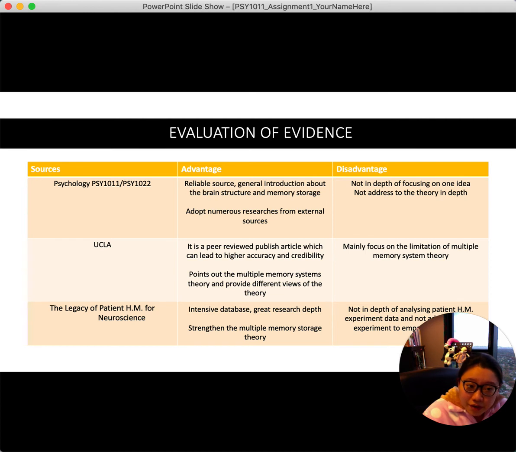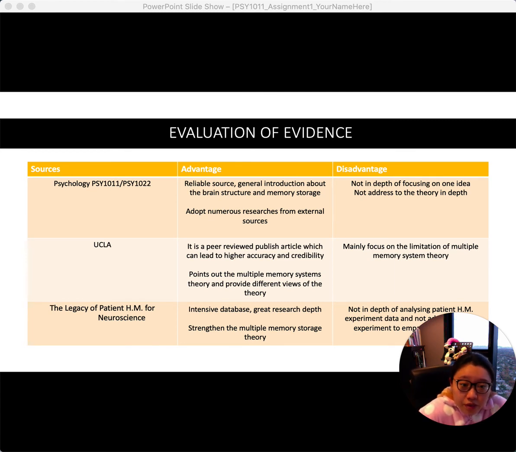Lastly, let's evaluate the evidence used in the presentation. In this presentation, I adopted 3 different types of sources: the Psychology textbook we use for Psychology 1A, a UCLA peer-reviewed paper, and a patient HM experiment journal article. The psychology textbook is a very reliable source and provides an overview introduction about the brain structure and memory storage.